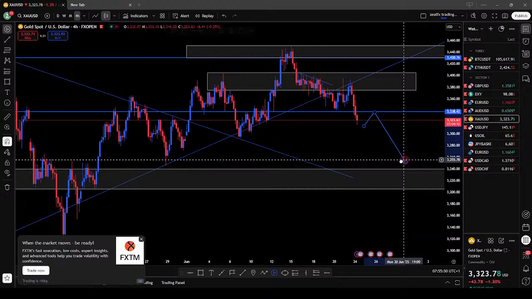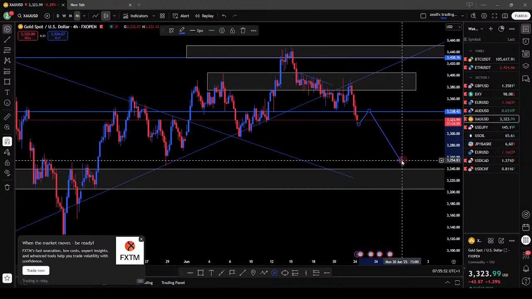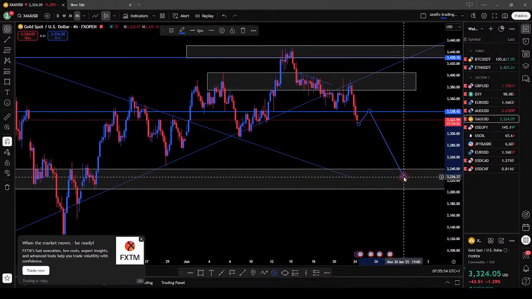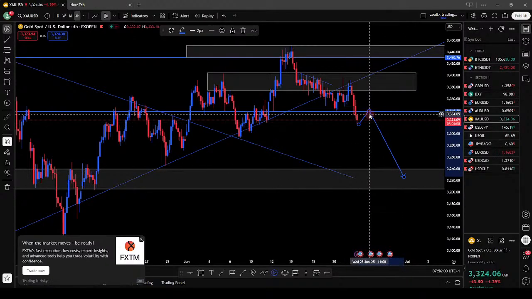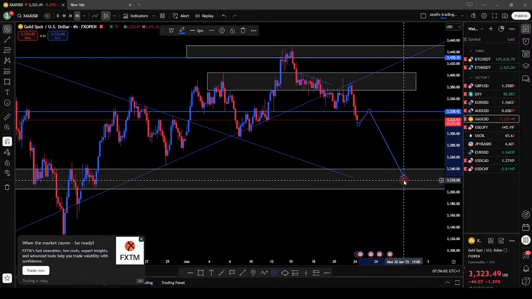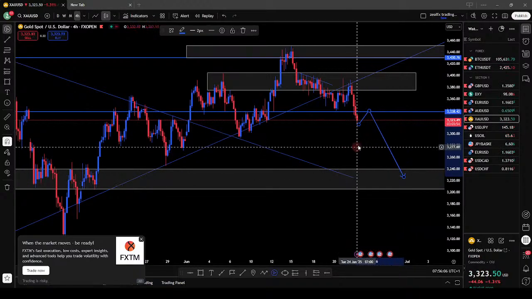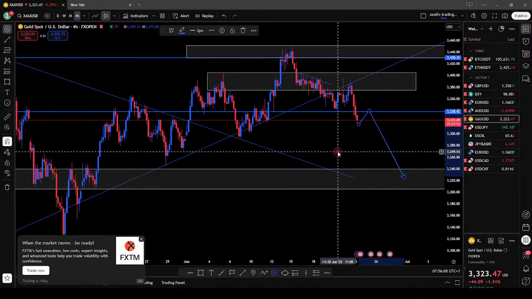Price is going to drop to this weekly support level. But we expect price to retest from this zone before we see the drop to this weekly support level. So we're expecting this retest today or tomorrow for intraday traders.